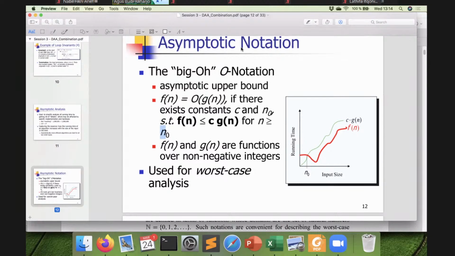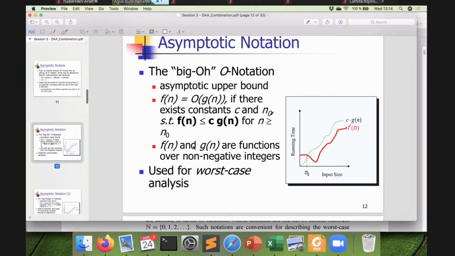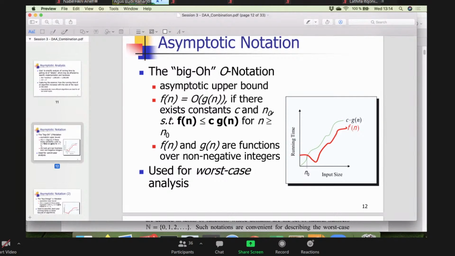Okay, let's continue. So this is the function f(n), and this is the constant c multiplied by g(n). How to say this? f(n) is an element of big O g(n). You can call it like this. And f(n) and g(n) are functions over non-negative integers, just to make sure that, because this is running time, the value is always non-negative. Why? Because 0 is possible.